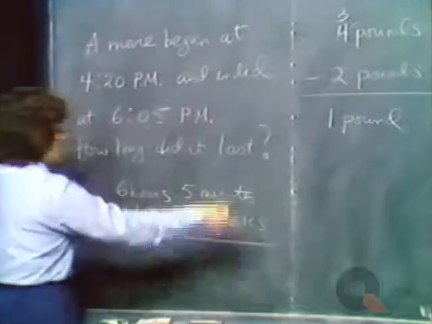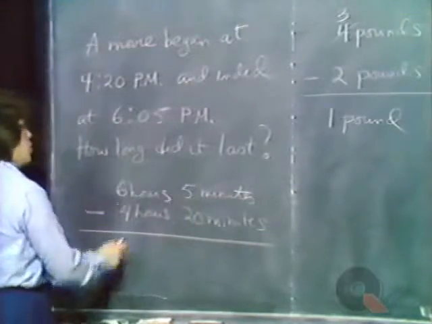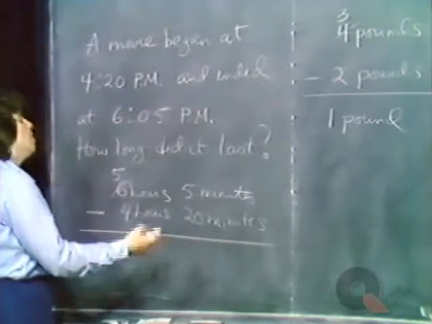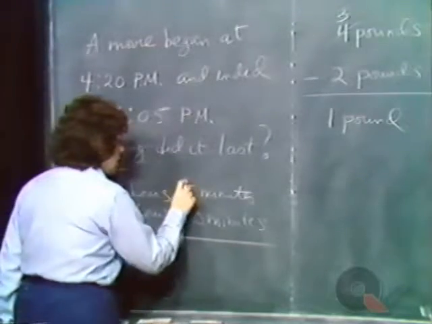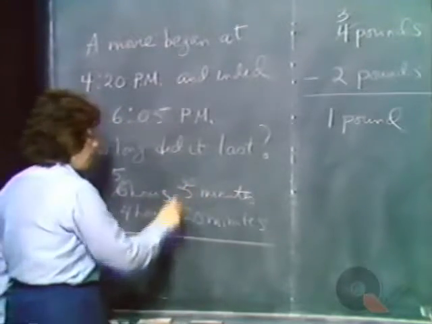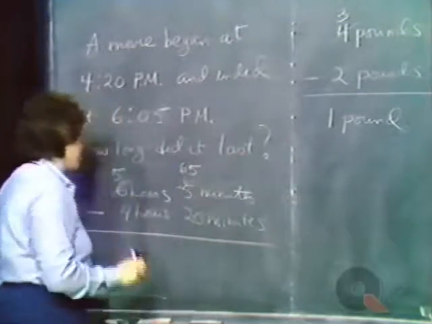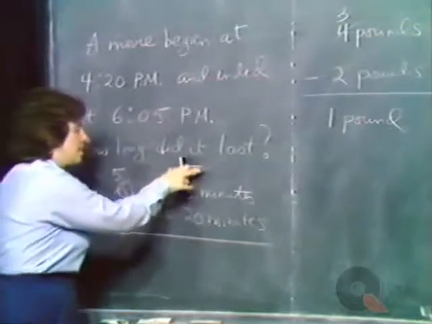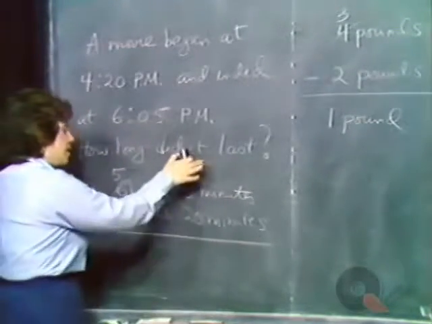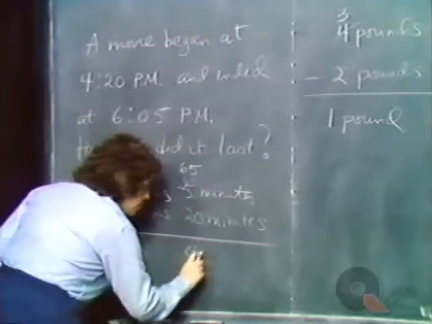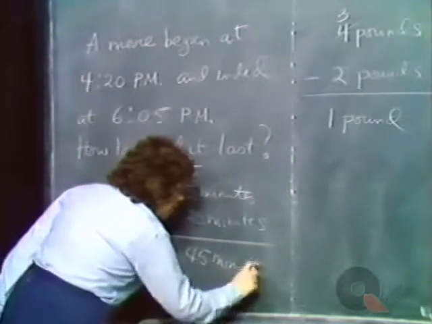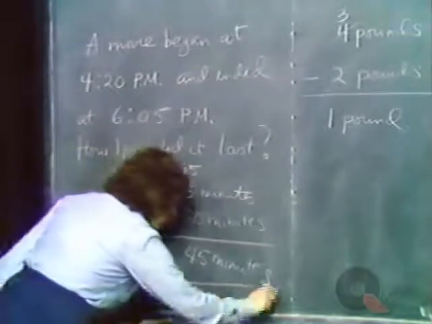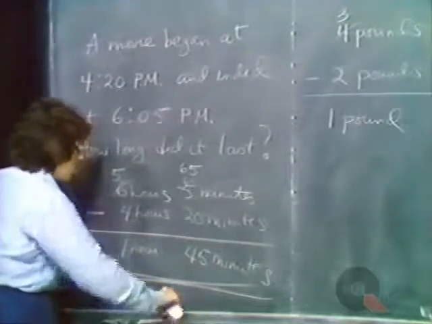Okay, 20 minutes from 5 minutes. We can't do that directly, so we'll have to borrow. Change the 6 to 5 hours. We have now an extra hour. An hour is, of course, 60 minutes. So we have 60 plus 5, or 65 minutes. So instead of 6 hours and 5 minutes, we're thinking of it as 5 hours and 65 minutes. Okay, now 65 take away 20 is 45. So 45 minutes, 5 take away 4, 1 hour, 45 minutes. So the movie lasted 1 hour and 45 minutes.